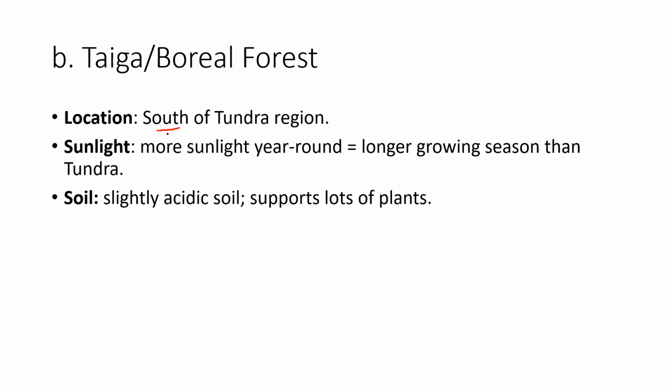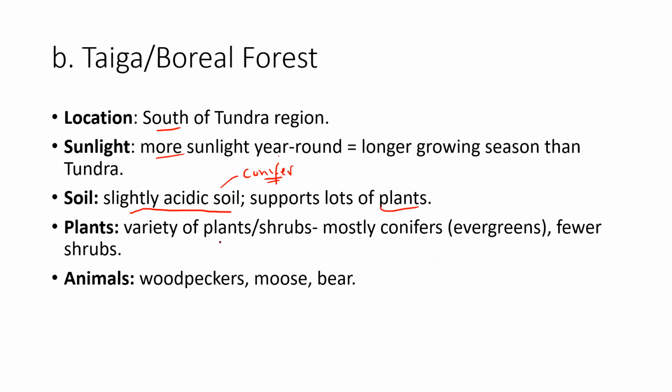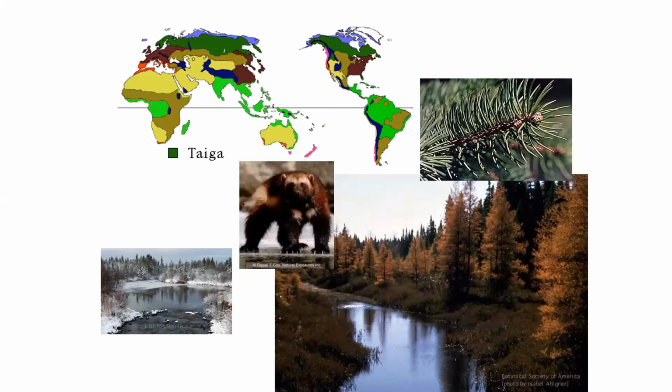Taiga. South of tundra, more sunlight. The soil is slightly acidic because of the conifer needles. The evergreen needles fall and they make the soil acidic, but you're going to get more plant life there because it doesn't have that permafrost layer. So you're going to get the shrubs, and evergreens are conifer trees. They're cone producing plants. So you get all kinds of things. There's a picture of a wolverine, for example. There's a conifer. Now, the Russian name for boreal forest is taiga.